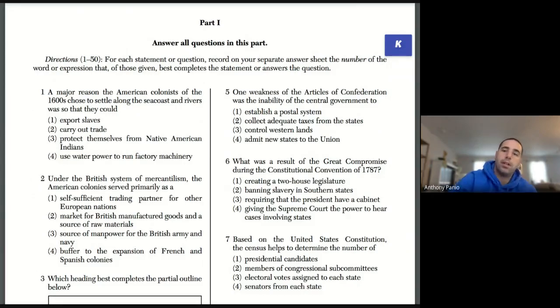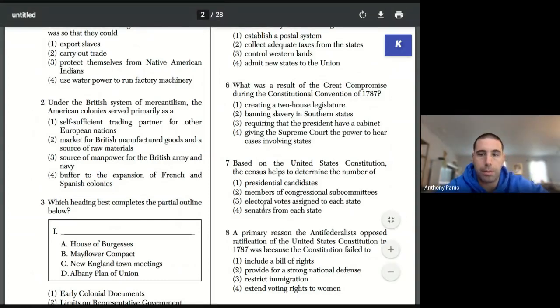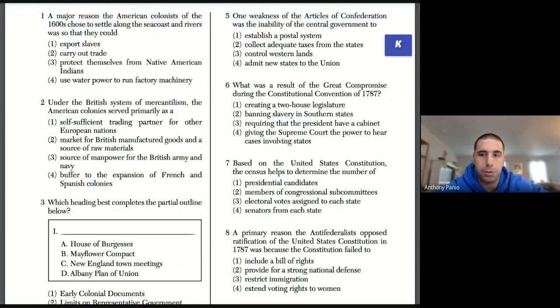All right. Number 7, based on the United States Constitution, the census helps to determine the number of what? Well, it's two things. It's electoral college votes, and it's also members of the House of Representatives. So in this particular case, number 7 is going to be 3, because it talks about the electoral votes assigned to each state.